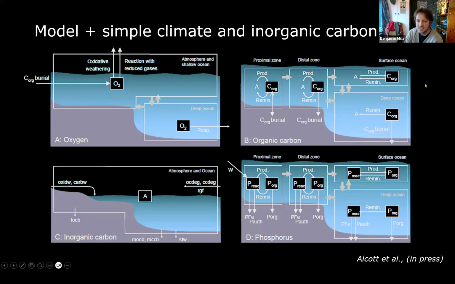to take that broad framework that encompasses the phosphorus-oxygen feedbacks and to include things like climate, CO2, and inorganic carbon and carbon isotopes. So these boxes for organic carbon, for oxygen, organic carbon, and phosphorus are largely the same. What we have added is a global representation of how much CO2 is in the system.